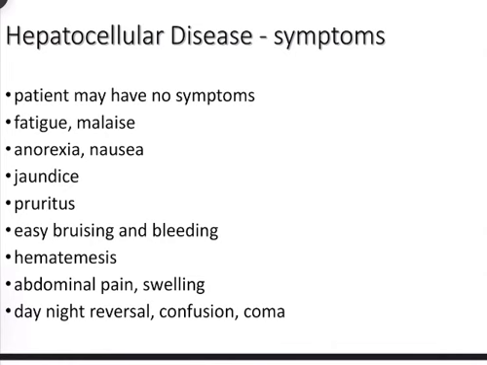Symptoms can also be seen as fatigue, malaise, anorexia or nausea, jaundice can also be observed, pruritus, easy bruising and bleeding, hematemesis, abdominal pain, swelling, day-night reversal, confusion, in worst case scenario, you have coma. Okay? So those are sometimes your symptoms for hepatocellular disease.